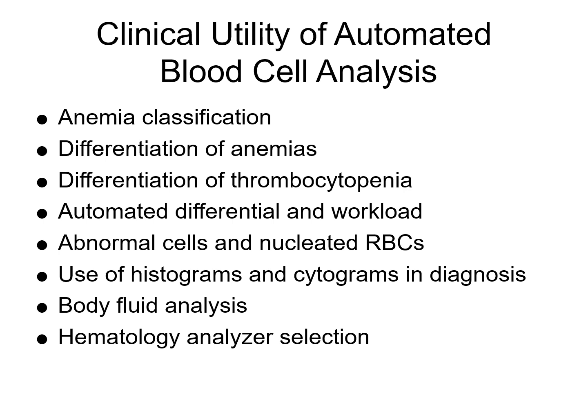Automated analyzers assist in the differentiation of thrombocytopenias by accurately counting platelets and identifying abnormalities such as platelet clumping or large platelets, which can help distinguish between decreased production and increased destruction cases.